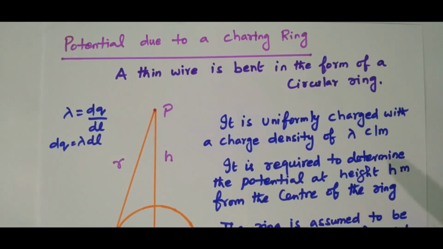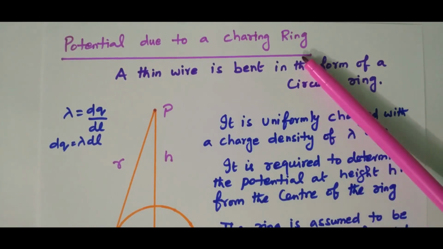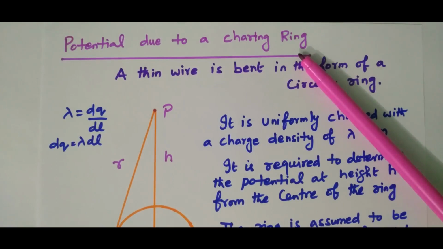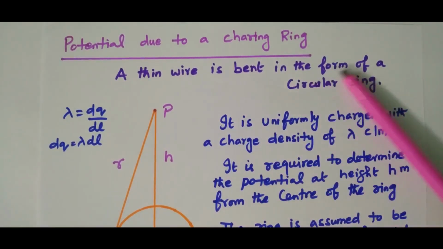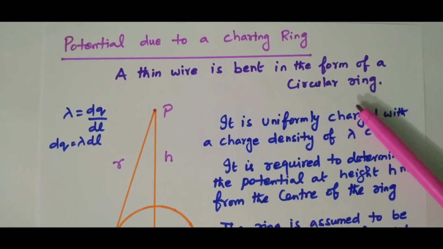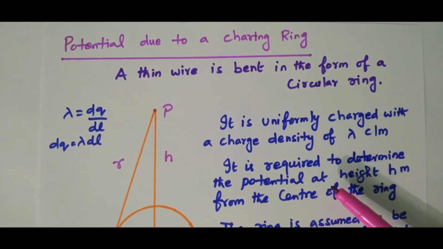Now we'll see the potential due to a charged ring. Previously the disk is completed, now we'll go to the charged ring. How is the ring formed? A thin wire is bent in the form of a circular ring. One thin wire is available, two ends are joined together and form the circular ring. So the length of the wire is nothing but the circumference of the ring.